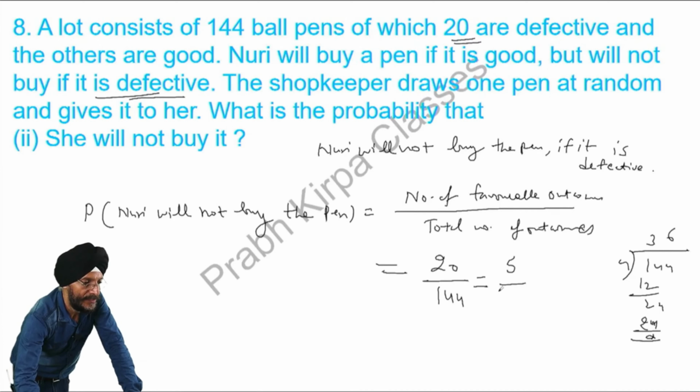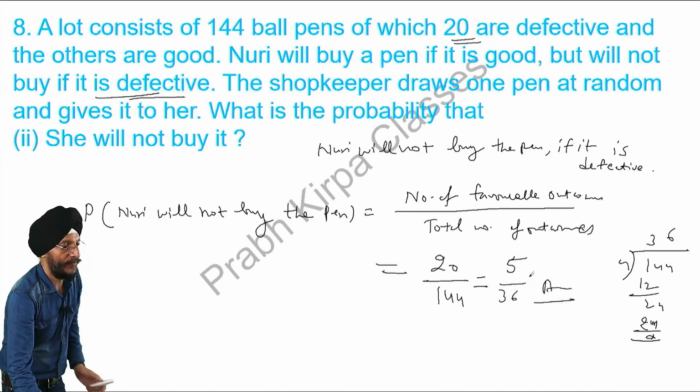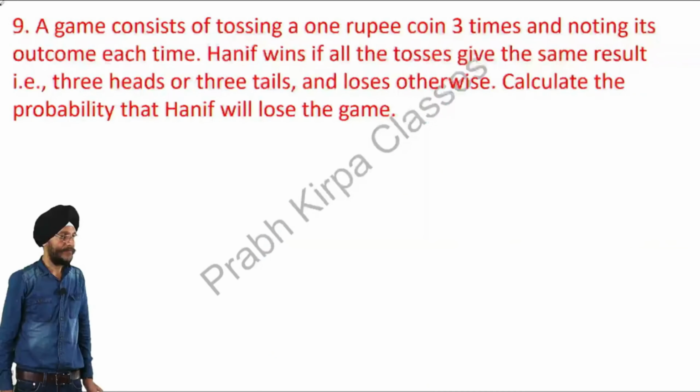It comes 5 over 36. This is the probability that Nuri will not buy the pen.